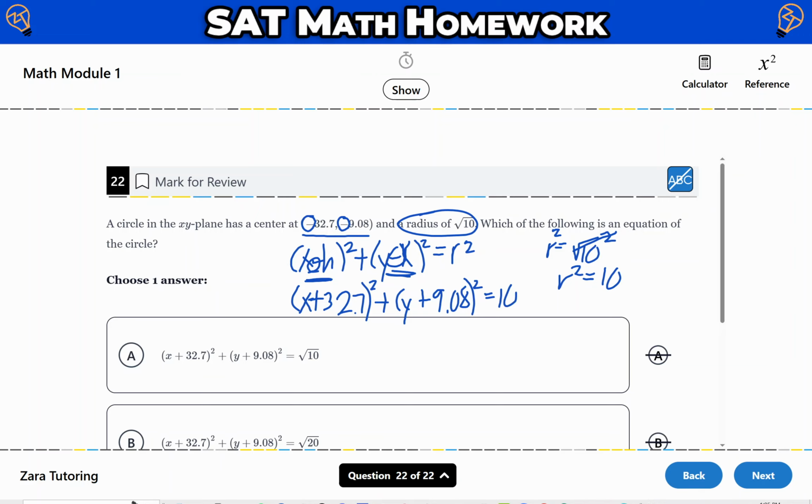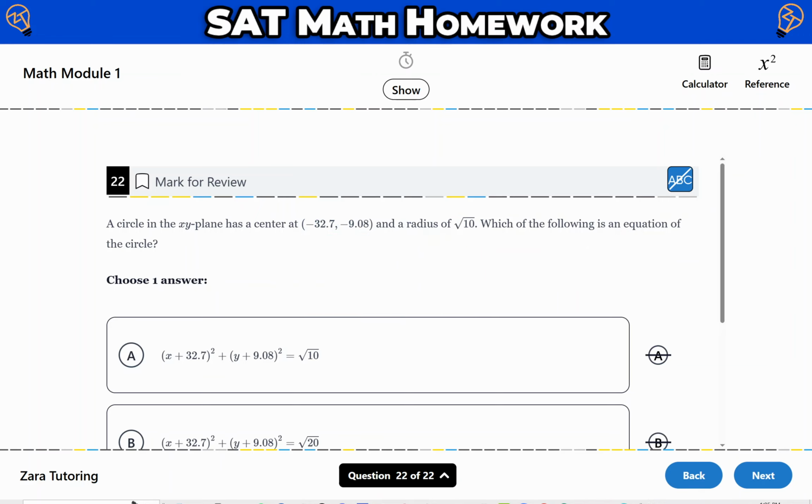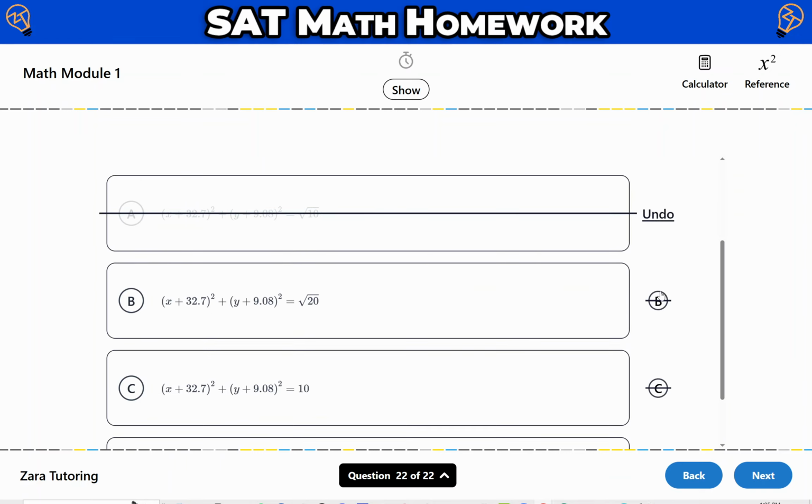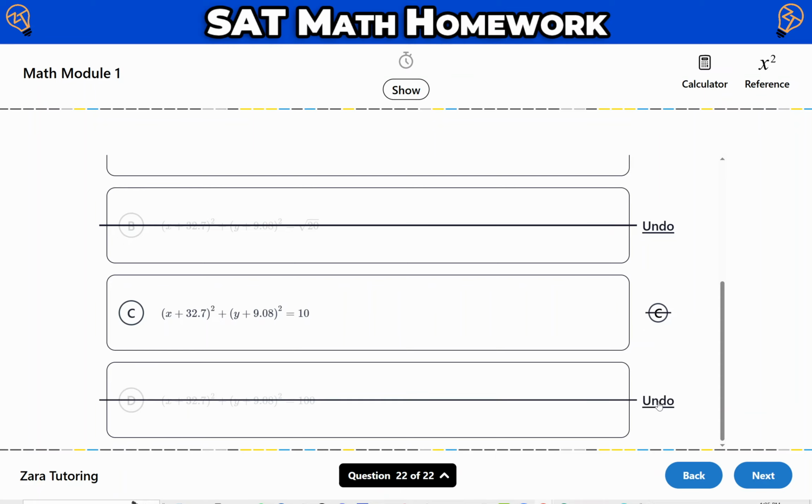So it should be 10 on the right side of the equal sign, not root 10, not root 20, not 100. So that makes the correct answer C.